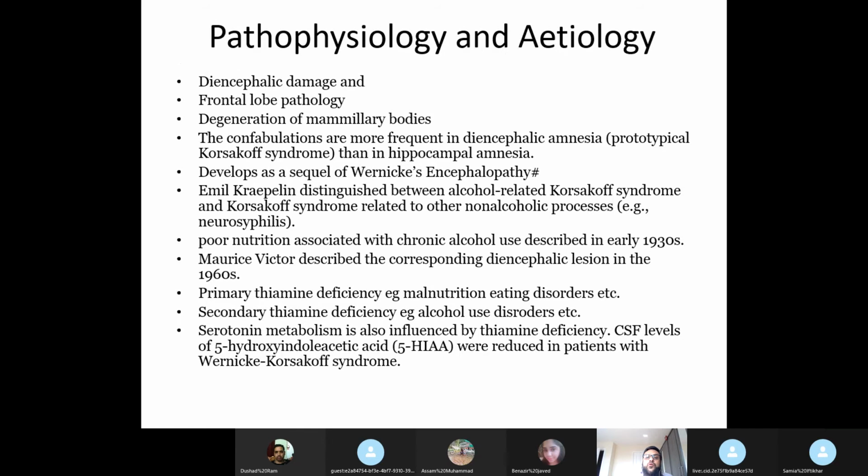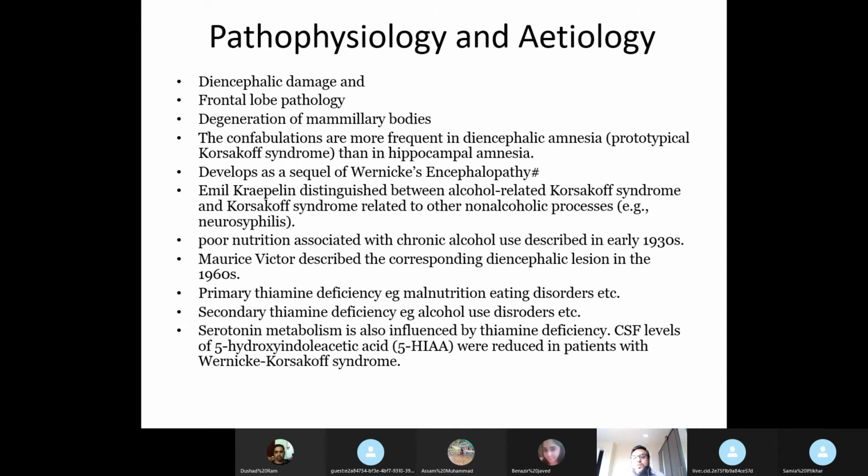Pathophysiology we have already done when we were doing the Wernicke's encephalopathy: differential pathology, diencephalic damage like the thalamic damage, degeneration of mammillary bodies, and confabulations are more frequent in diencephalic amnesia. So if there are confabulations, that means that the deep brain, the thalamic part, is more affected, and it develops as a sequel of a Wernicke's encephalopathy.